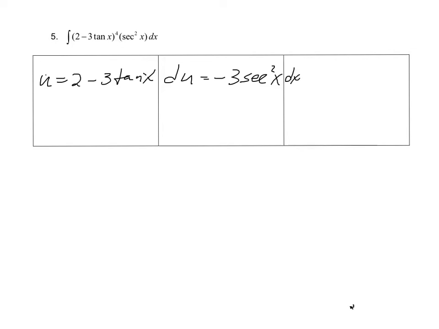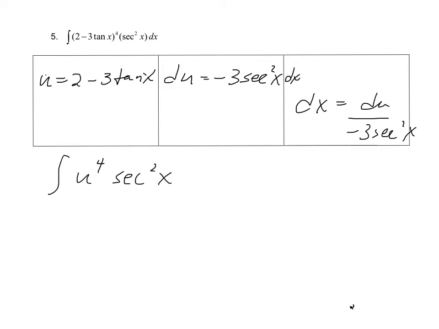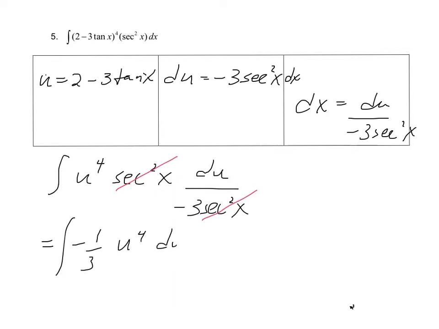So when I rearrange, I get dx is equal to du over minus 3 secant squared x. Now I substitute everything in like I want to, so I get u to the 4, secant squared x is already there. I'm subbing in du over negative 3 secant squared x. So far so good. Cancel, cancel. Looks great. I'm left with negative a third, the integral of u to the 4 du.